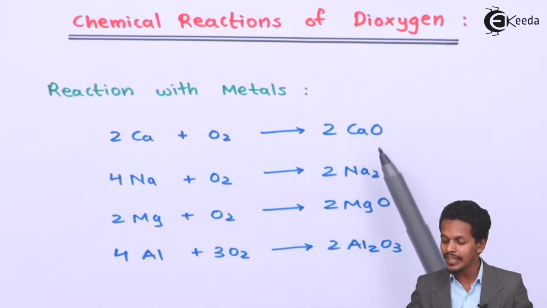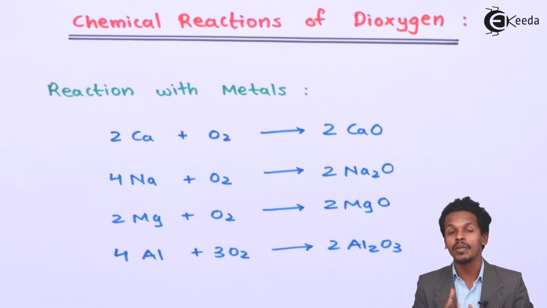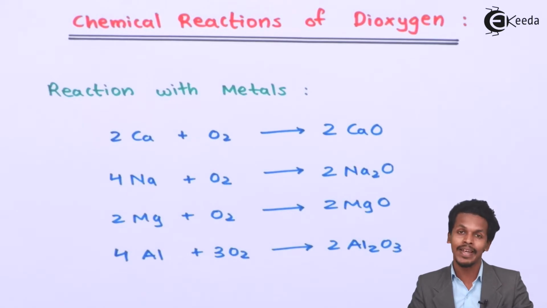So in this case all the metals have been converted into oxides, and this is known as an oxidation reaction. This is how we understand that active metals are very reactive towards oxygen. So this was the first point, the reaction of oxygen with metals, and now let us move on to the next point.